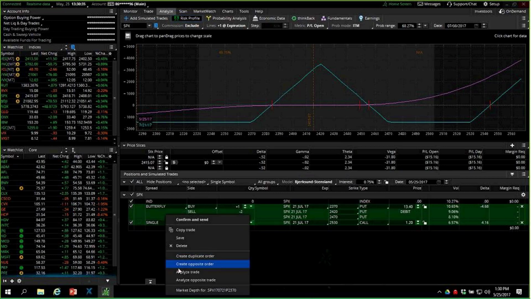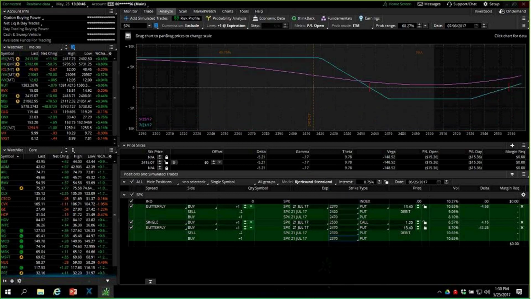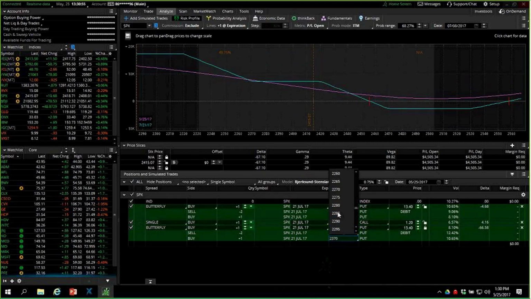Another way of doing butterflies is out of the money. So I'm going to just work one of those up real quick. Let's say we put our top long at 23.70, short at 23.20. If I can find it, there we are, and the bottom at 22.70.